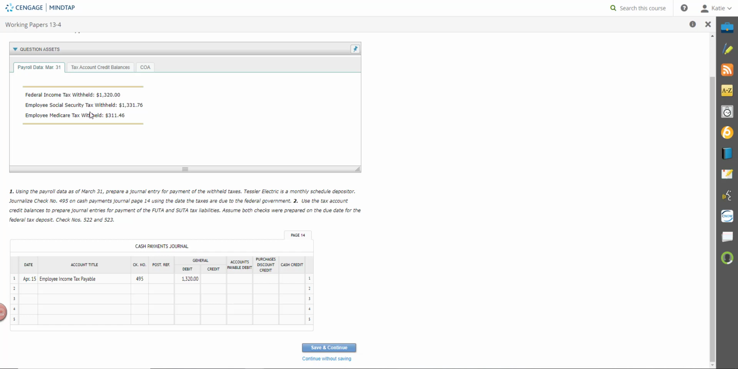Social Security tax withheld. Remember, we've gone through in this chapter and we learned that there are 4 taxes an employer has to pay: Social Security tax, Medicare tax, federal unemployment, and state unemployment. If in the month of March our employees had $1,331.76 withheld from their paycheck, the employer has to pay that. So on this line right here, I'm going to go ahead and put in Social Security tax payable.